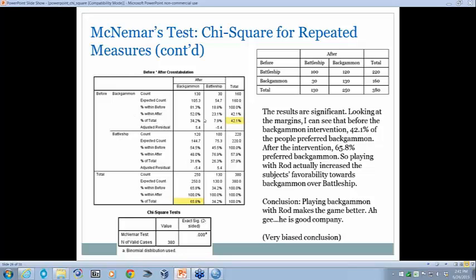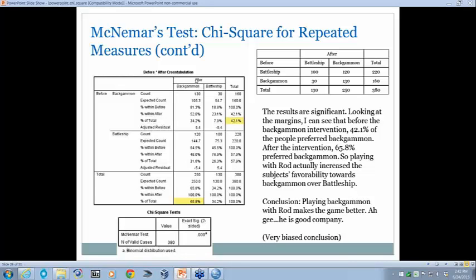There's a lot of information in here, but what I'm really interested in are these totals. I'm interested in the total going across for backgammon, and the total going down here. Well, the total before and total after for backgammon. I want to see how it's looking for backgammon. Okay. Before the backgammon intervention, 42.1% of the people preferred backgammon, because here's our before and here's percent in the total. 42.1% liked backgammon altogether. Okay.